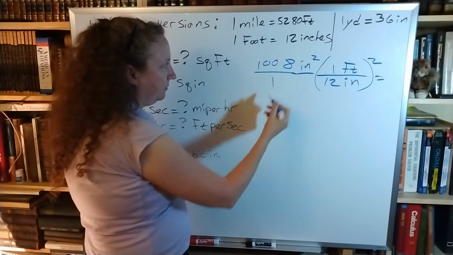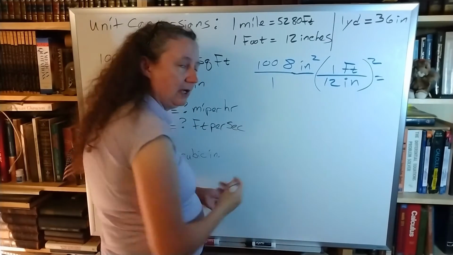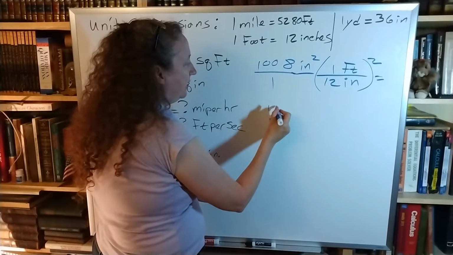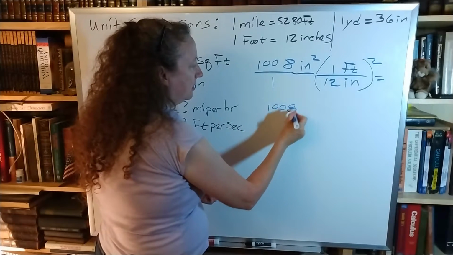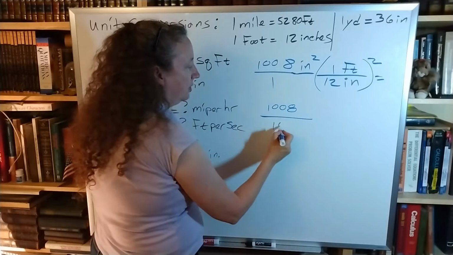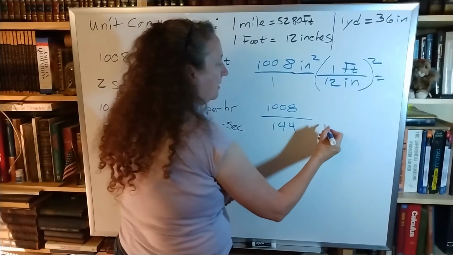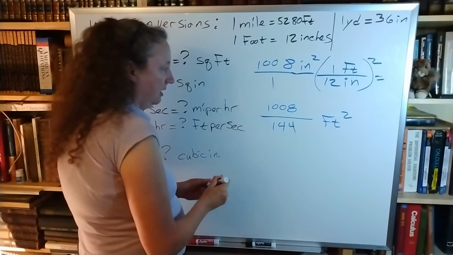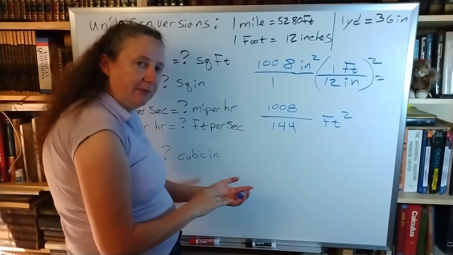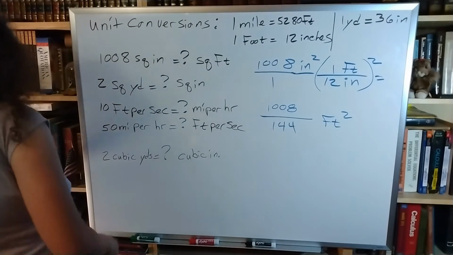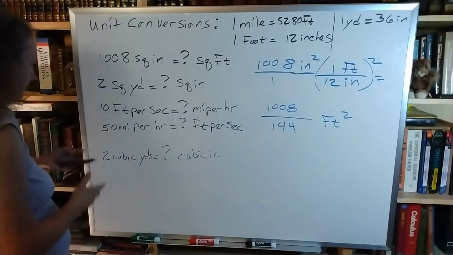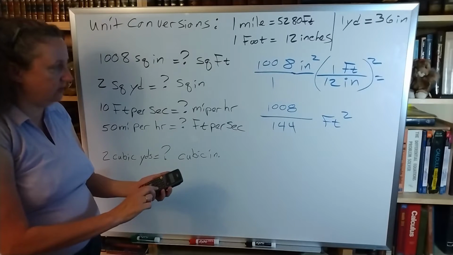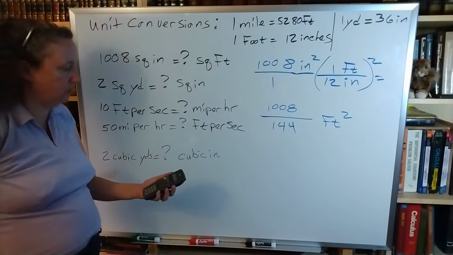So multiply the top, multiply the bottom, get my answer. So I have 1,008 over 144 feet squared. I grab my calculator, I type that in, figure out what the number is. 1008 divided by 144 equals 7.